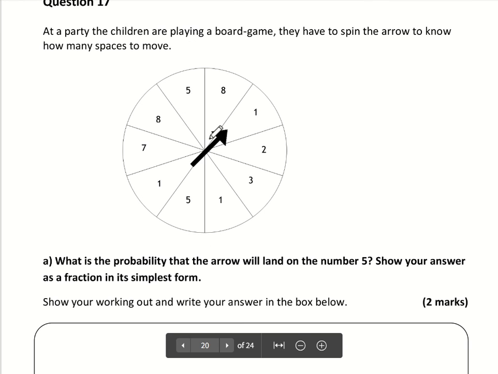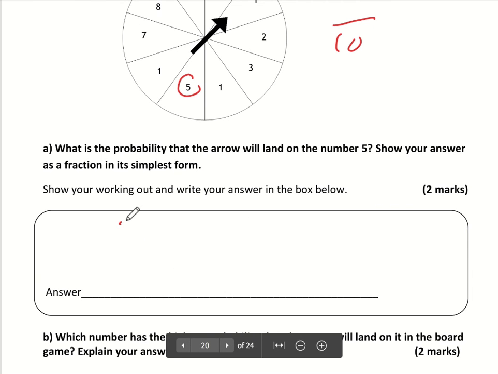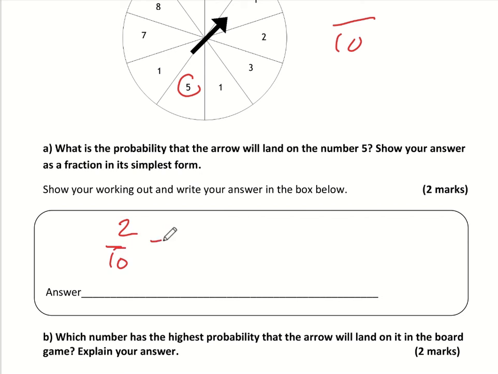Question number 17. What is the probability that the arrow will land on the number 5? Well, how many sections are there? 1, 2, 3, 4, 5, 6, 7, 8, 9, 10. So out of the 10, how many are 5s? Well, there's 1, 2. So the probability is 2 out of 10, but this fraction can be simplified. We know that because we've got an even number on the top and an even number on the bottom, so that will simplify to 1/5. So the probability is 1/5.